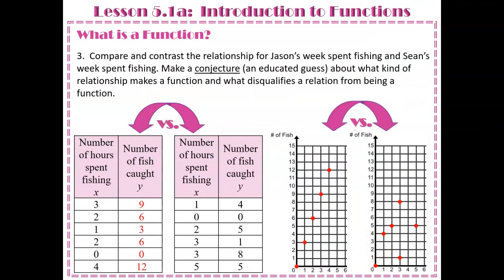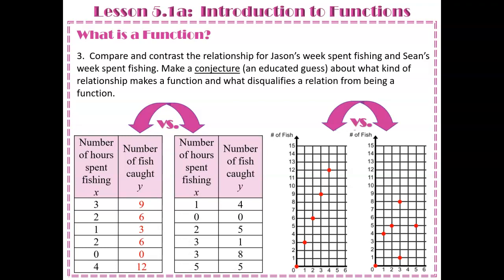Let's compare and contrast the relationships. Now we're going to put the tables right next to each other. And we're going to make an educated guess about what kind of relationship makes a function. We already kind of talked about this. So this is Jason here, the first one, and then you have, I forgot what his name was, Sean, okay?